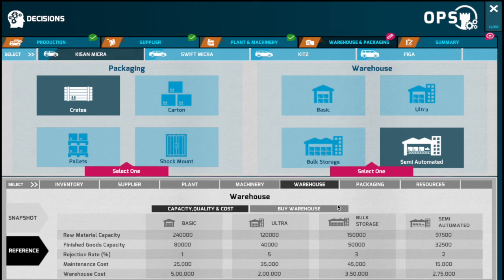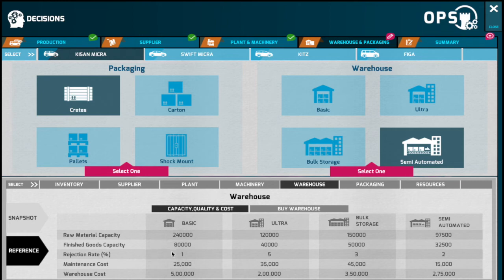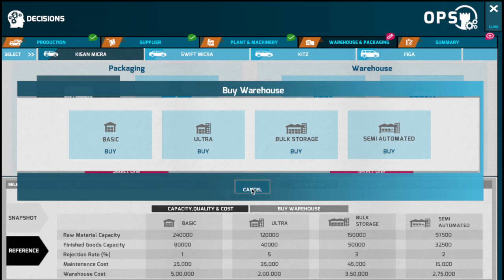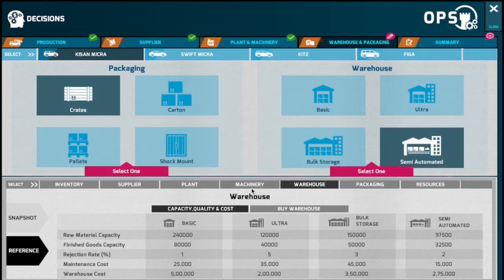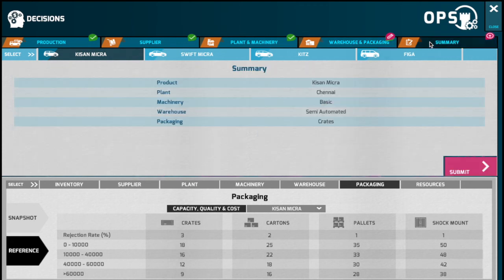The information about warehouses and the packaging materials is available in the reference section, and similar to plant and machine, the teams would be in a position to buy more warehouses in order to store all the finished goods and raw materials which are currently being produced and made available to them. Information on packaging materials gives the overall capacity and the quality and the cost of each of the packaging materials. And having determined the packaging materials and the warehouse, the teams would be in a position to actually review the decisions taken, and they would be in a position to initiate the production request.